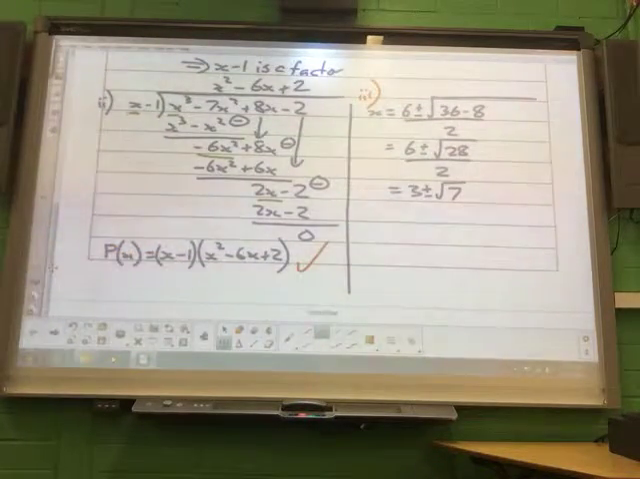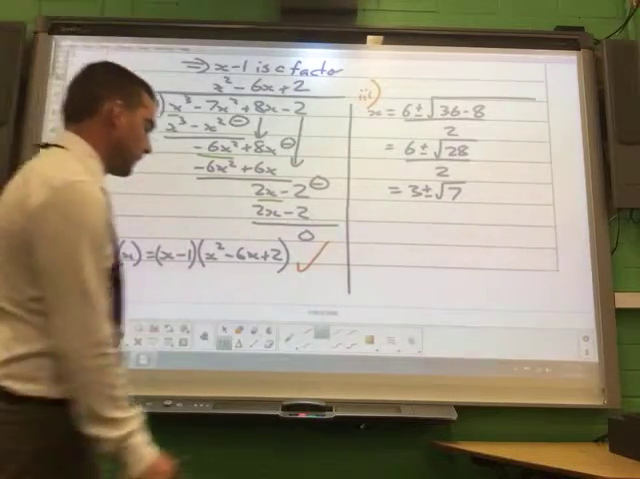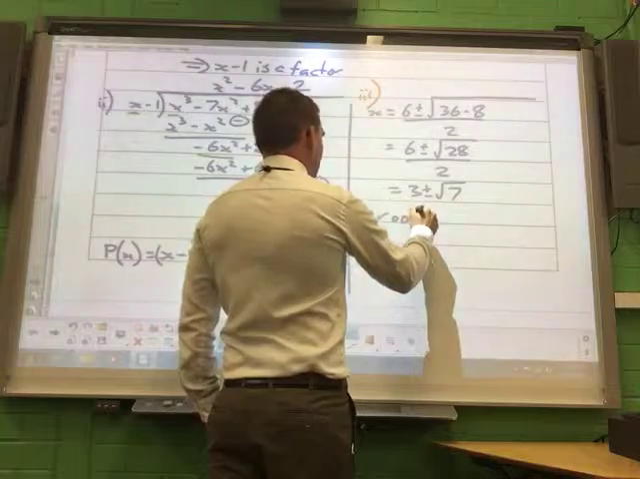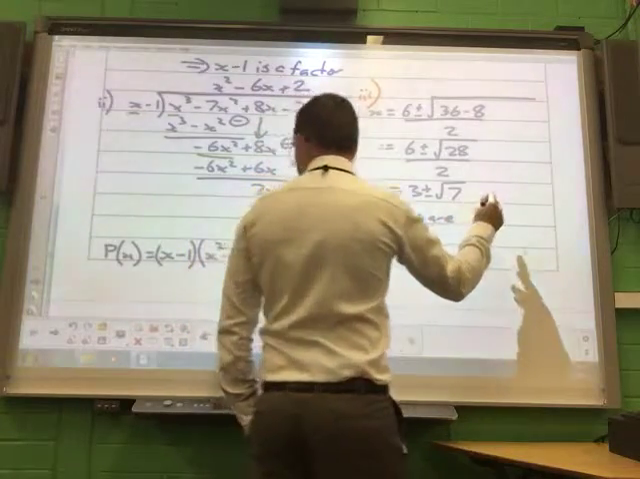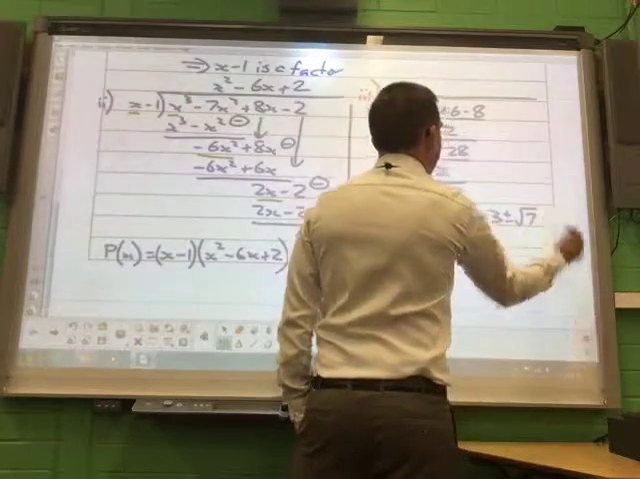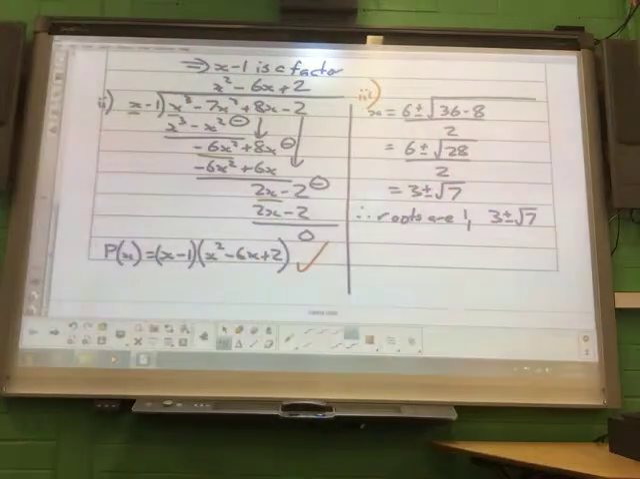The exact way 1 equals 0. So therefore, the roots are 1 and 3 plus or minus root 7. It's good to get the approximation so that if we were to sketch the polynomial, we know approximately where the roots are going to be.